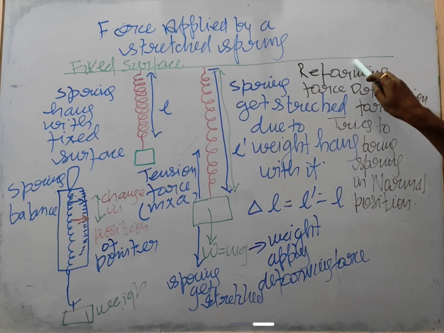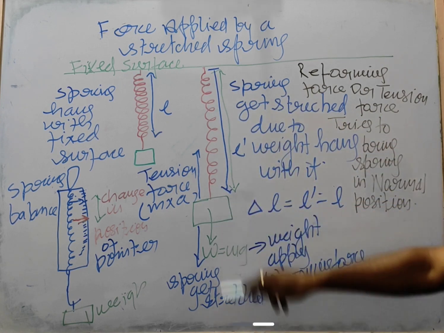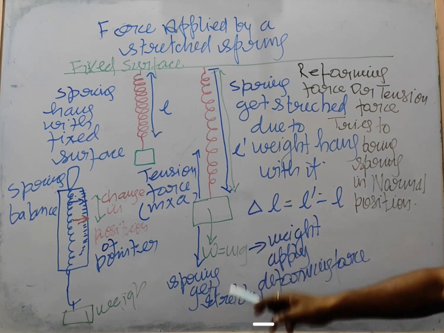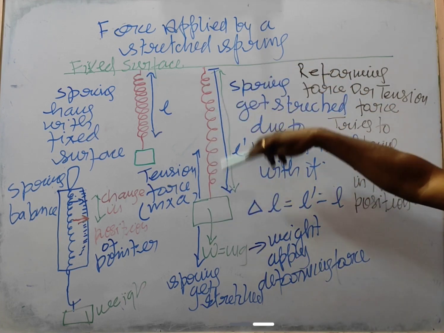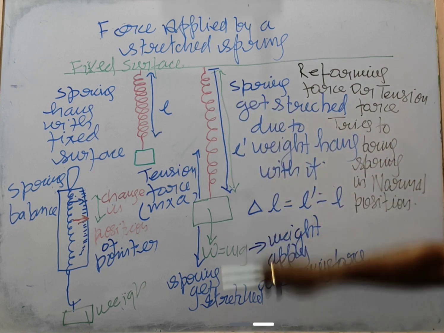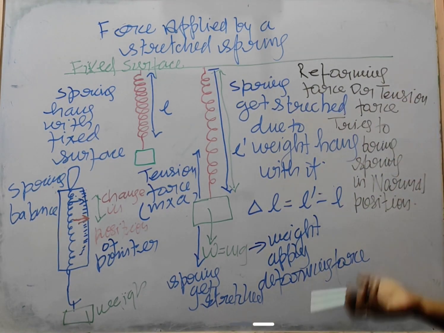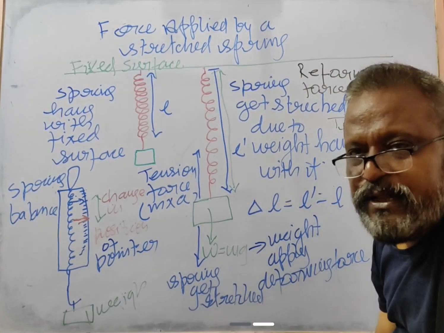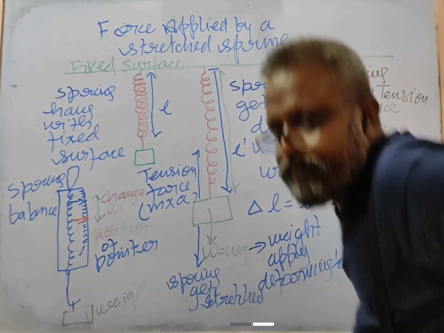So the reforming force is this tension force, and the deforming force is the force of weight. Because of this weight, the spring gets stretched, and this tension force tries to bring it to its normal position, right? So the deforming force brings a change in shape, and the reforming force tries to regain the original shape. I hope you understand.